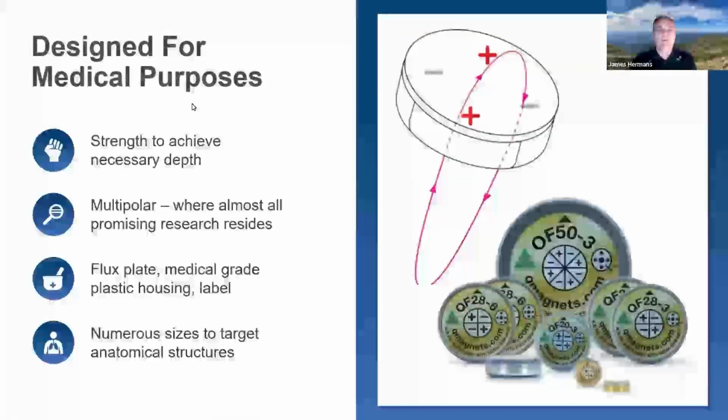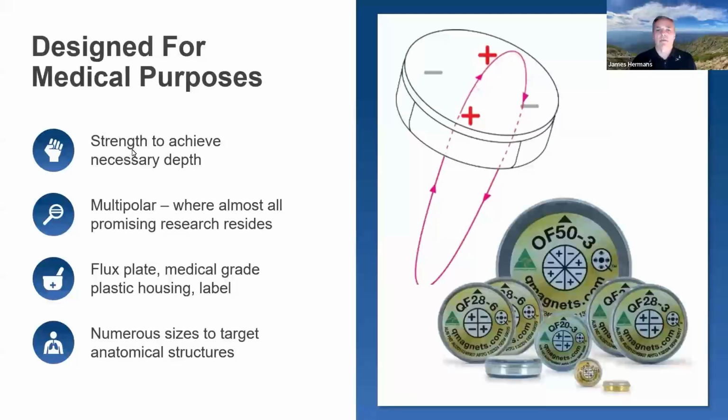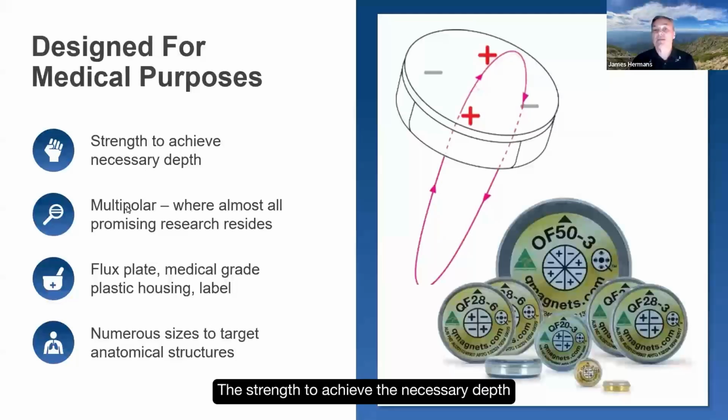And so we've got the other thing with medical magnets designed for medical purposes. There's a range of different sizes, so you can target different anatomical structures, the strength to achieve the necessary depth. Multipolar magnets, I mean, this is really where virtually all of the promising research resides. The Q magnets have a flux plate as well, because you want the magnetic field going into the tissue. You don't need it coming out away from the body and getting stuck to things.